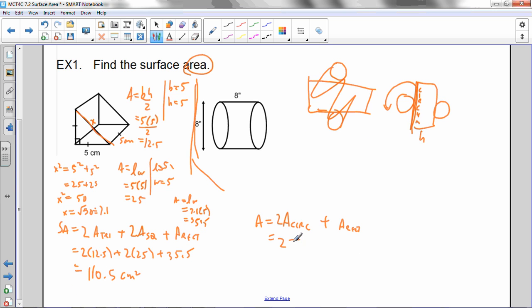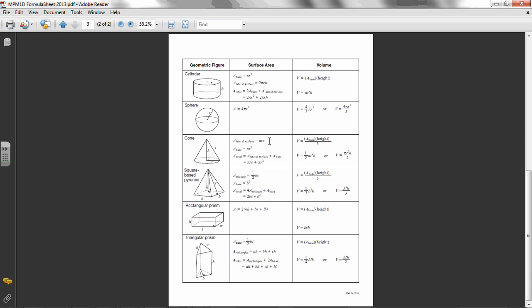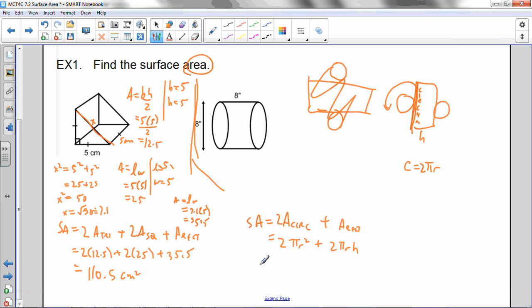So the area is, I got 2 circles, and that's pi r squared. And the rectangle is the circumference, 2 pi r, and then times the height, right? It's just a rectangle. And in fact, that's the formula for the surface area of a cylinder that's on the formula sheet that you've got. And notice the lateral surface is sort of the curved part that we're talking about, and if you choose to use the formula, you can go right ahead and do that. This one's actually easier than the last one, isn't it?